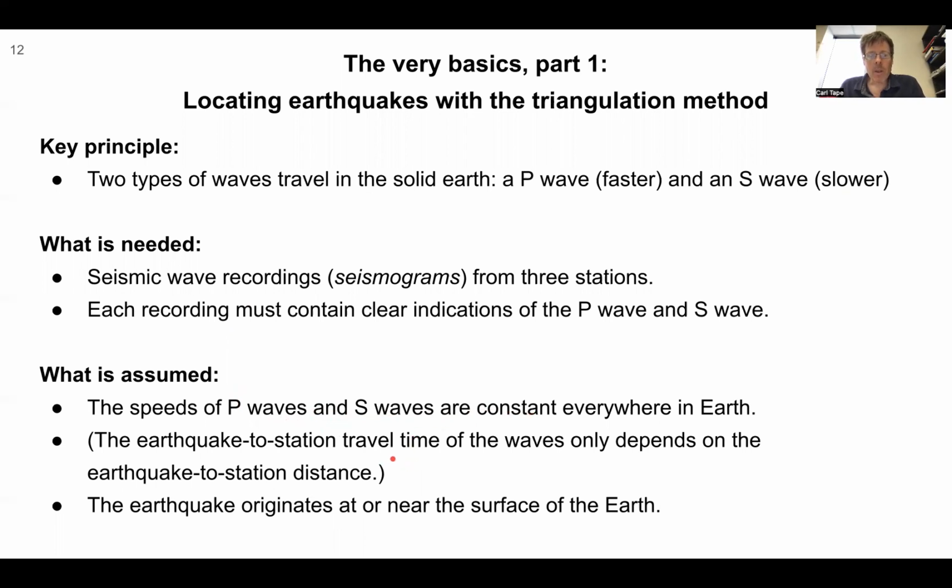And so what that means is that the earthquake to station travel time of waves will only depend on the distance between the earthquake and station. So at the outset, when we receive these different P and S times, we don't know how far the earthquake is away, but we'll see how we can use this information. Also assumed is that the earthquake originates at or near the surface of the Earth. This can be modified to consider earthquakes deep in the Earth, but for the sake of this triangulation method, it's probably easiest just to think that the hypocenter is the epicenter, or they're just at the surface or close to the surface.